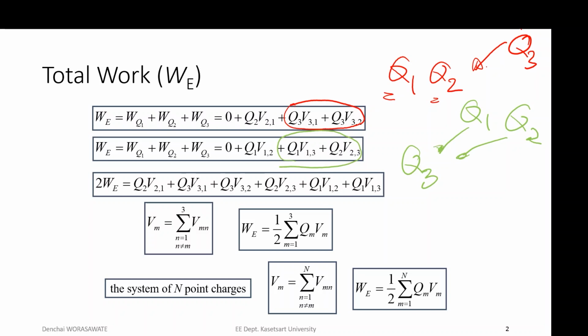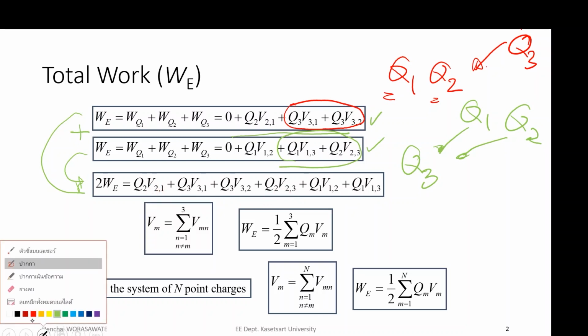We need to do the same work, okay? So that means this one and this one are equal. So if I add them together, then I have this equation, these 3 terms and these 3 terms, so 6 terms here. So you can see there's a potential at point 2. There's a potential at point 2.